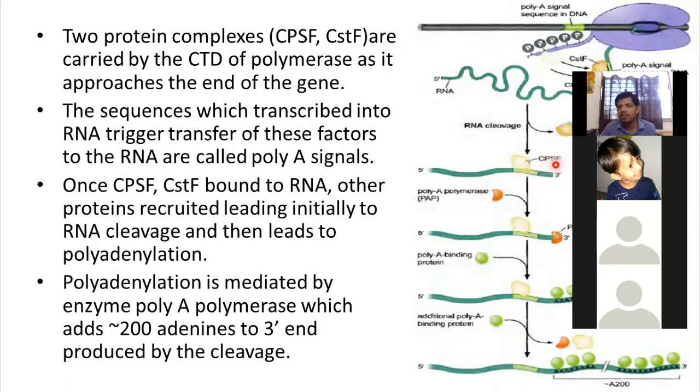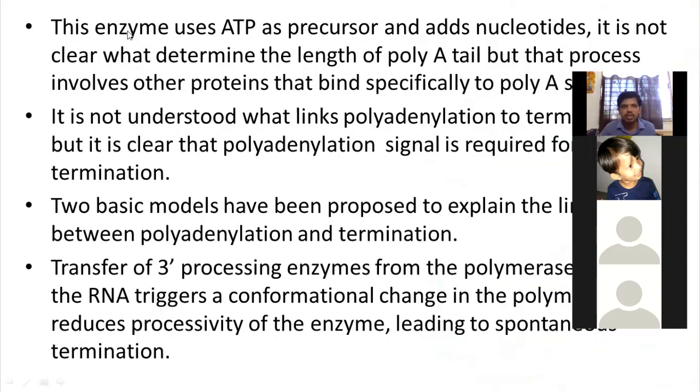Since CPSF is present over these sequences on the mRNA, it will recruit what? CPSF will recruit the PAP, poly A polymerase, and poly A polymerase will add the adenine residues. There is a poly A binding protein. This poly A binding protein will help this PAP to add the adenine residues. So this enzyme, the PAP enzyme, uses ATP as a precursor and adds the nucleotides.